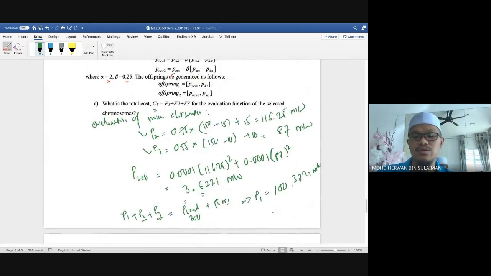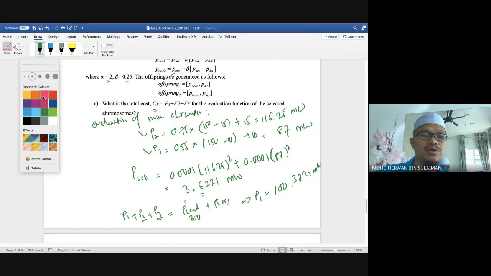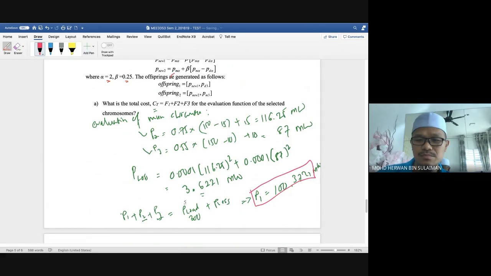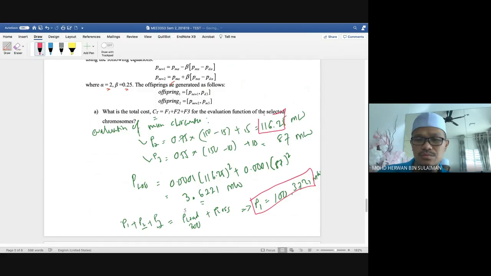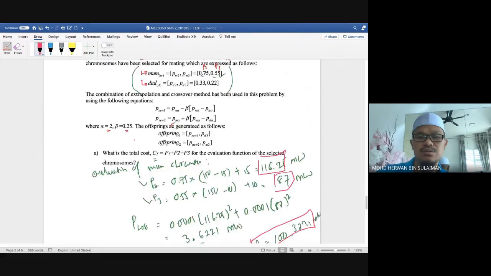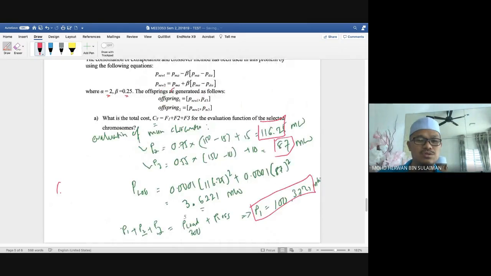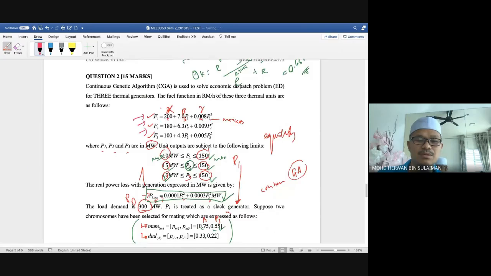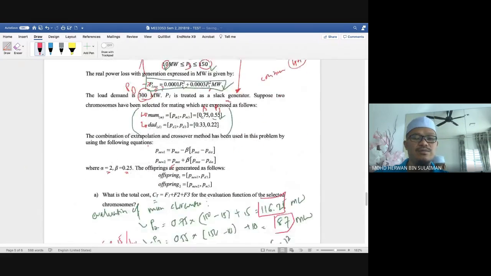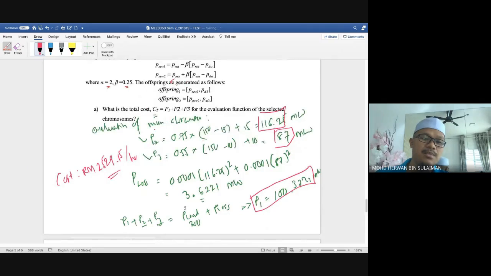So from here you put all the values, P1, P2 and P3, into the cost function equations. Put here, put to here, so you can calculate your cost. Okay, so your cost is equal to what I got here. So you can verify, 2529.15 ringgit per hour. You put P1, P2, P3 in these equations, sum it all. So you get 2529.15 ringgit per hour. This one is for the mom chromosome.